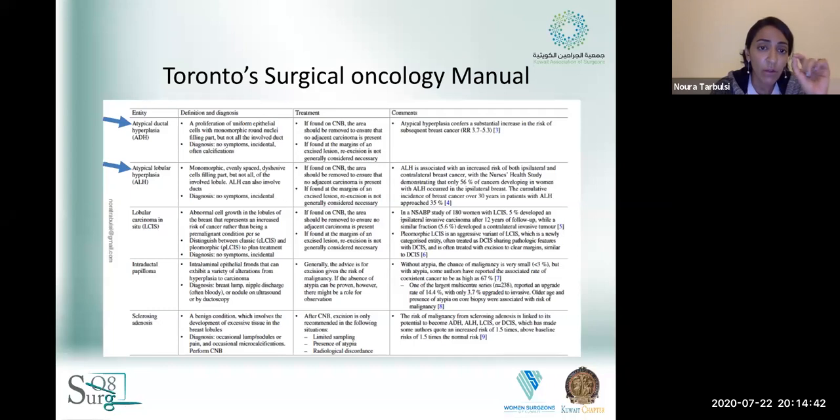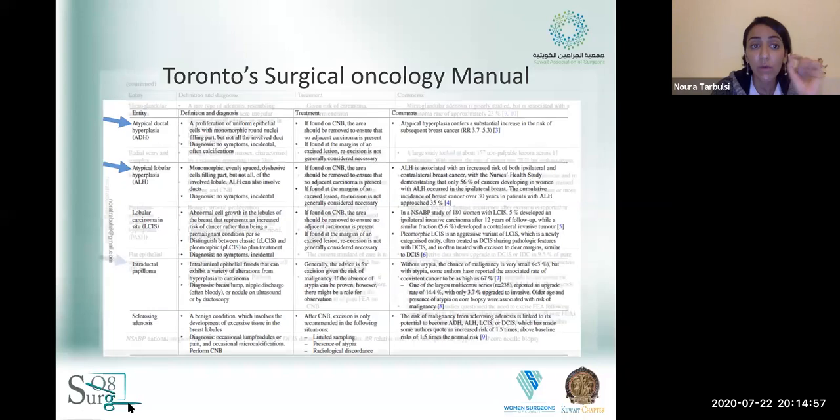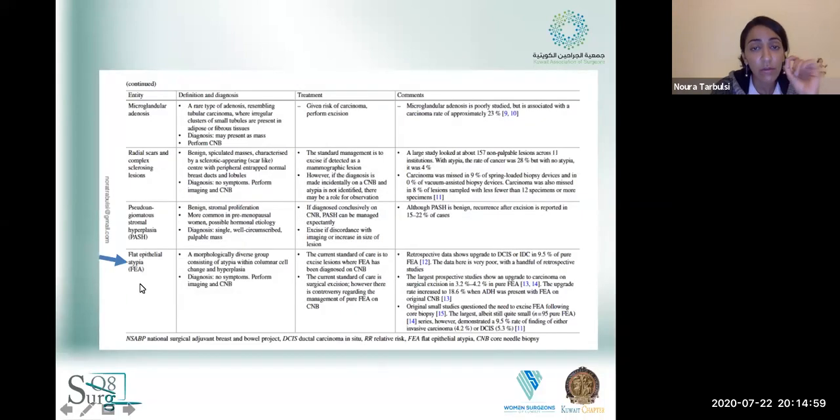But what I want you to pay attention to, especially for the exam, anytime you see the word atypia, such as atypical ductal hyperplasia or atypical lobular hyperplasia or flat epithelial atypia, anytime you see the word atypia, you should absolutely on the exam mention that you're going to excise the lesion.